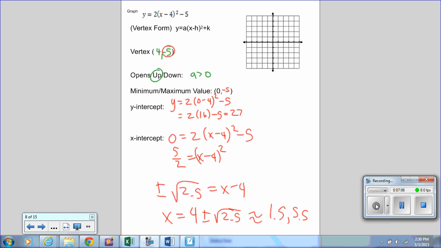So then I can graph the vertex at (4, -5). I label that with a B. I can graph the x-intercepts at, that's 2.5, at 2.5 and 5.5. And I have a parabola that does that. We're going to notice it's more narrow than normal. It's taller. And the y-intercept won't occur until way up there at 27.